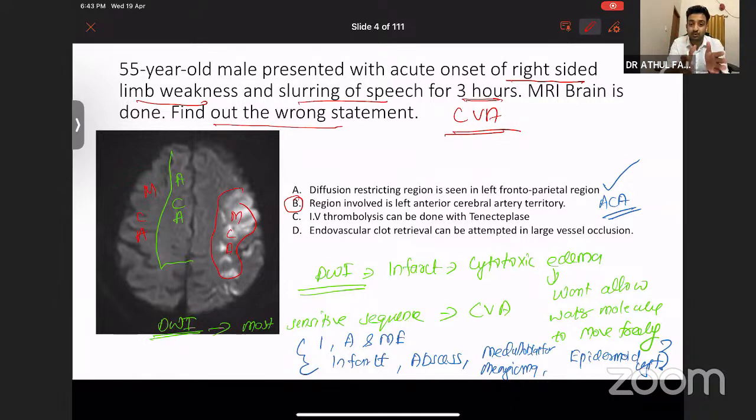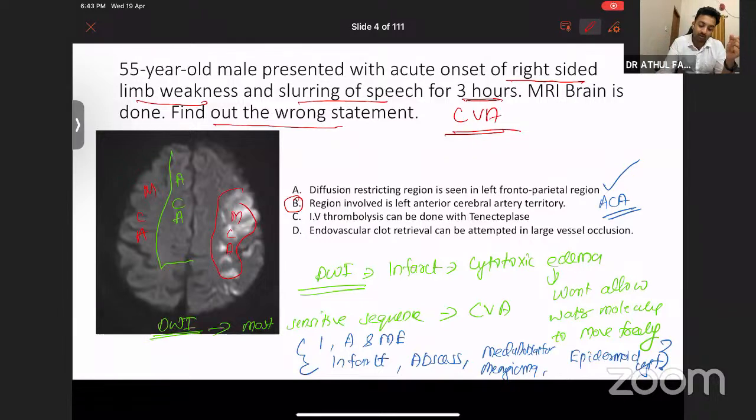The medial portion of the brain is always supplied by the anterior cerebral artery, whereas the lateral portion is supplied by the MCA. Since it is an MCA infarct, the patient is having slurring of speech, because the middle cerebral artery supplies Broca's area, Wernicke's area, the area for the upper and lower limbs, etc. That is why the patient is having slurring of speech.